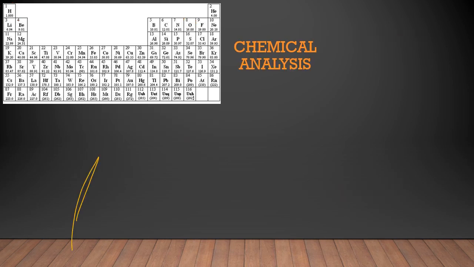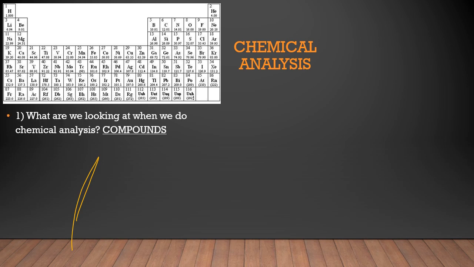Chemical analysis. We will use the periodic table on the left to help us answer the questions. What are we looking at when we do chemical analysis? We're looking at compounds. Elements can be very easy to identify, to tell apart. We have tests that are very good at telling us if we've got an element versus a compound, and then you need further chemical analysis to find out what is in a compound.